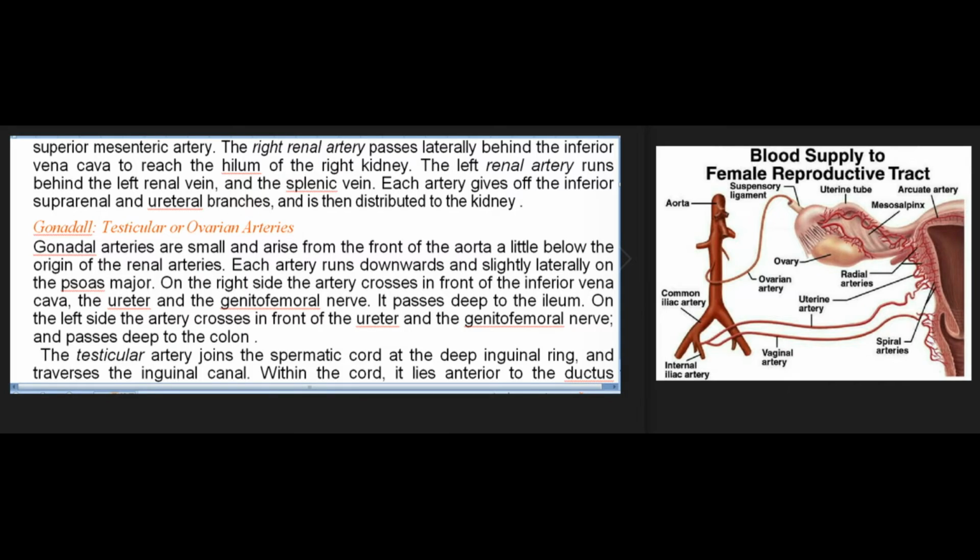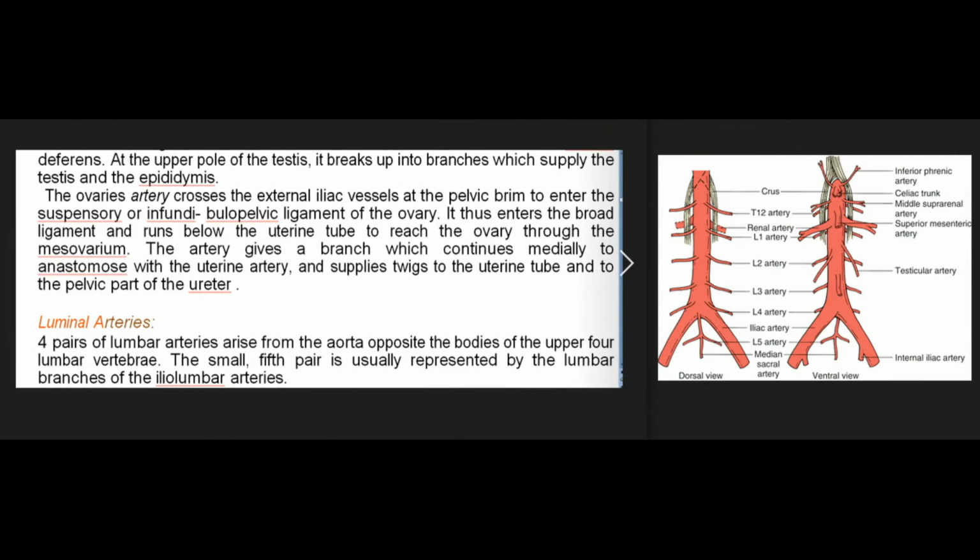Within the cord, it lies anterior to the ductus deferens. At the upper pole of the testis, it breaks up into branches which supply the testis and the epididymis.